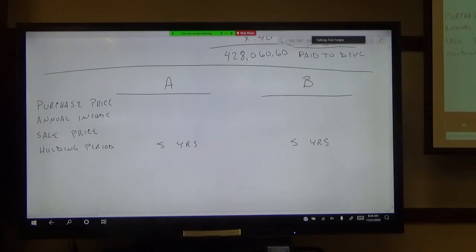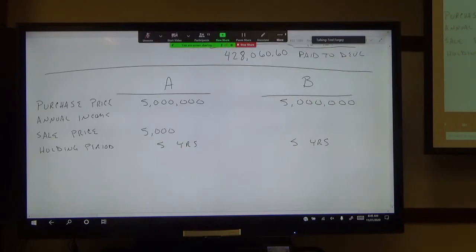All right, and let's go from there. Okay, so give me a purchase price. 5 million. 5 million. 2 million. Okay, I heard 5 million. So we're going to make the assumption that for both of these, it's going to be the same purchase price. Okay. And let's say that our sale price on this first one is going to be 5 million as well.